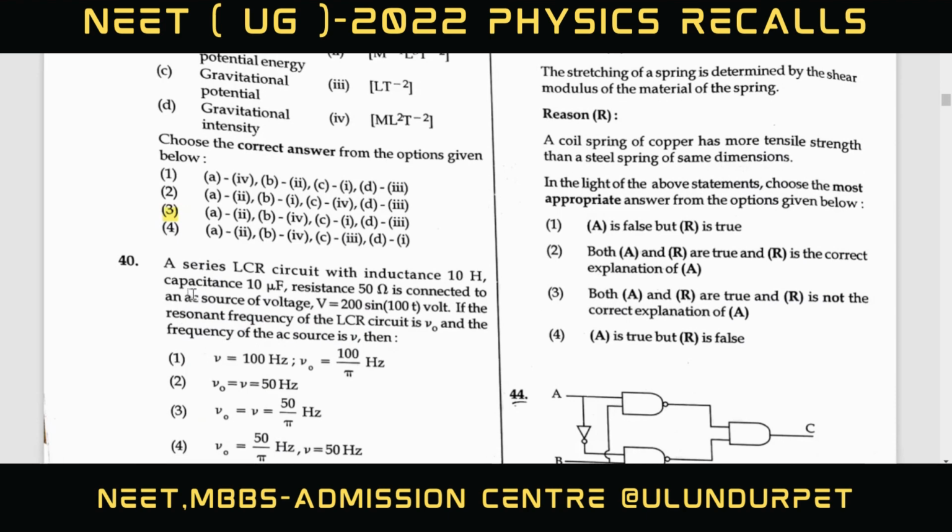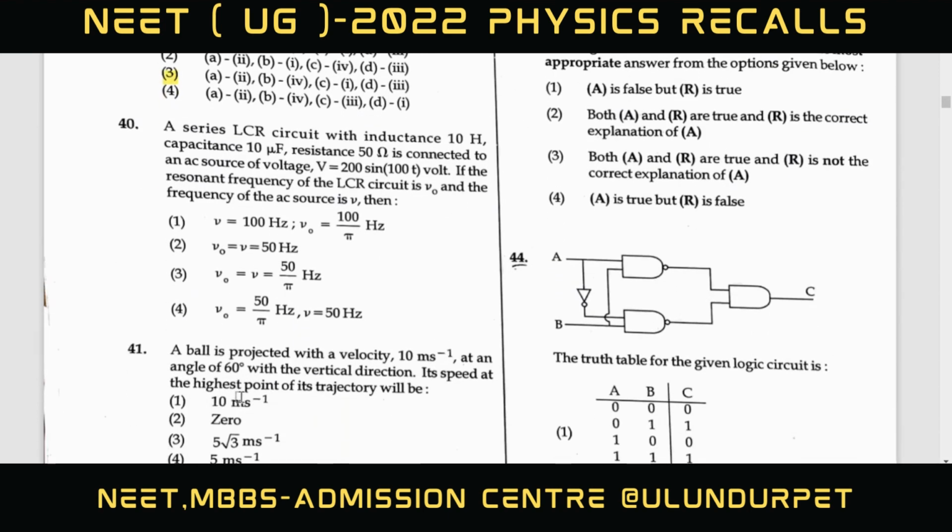40. A series LCR circuit with inductance 10 H, capacitance 10 μF, resistance 50 ohm is connected to an AC source of voltage V = 200 sin(ωt) volt. If the resonant frequency of the LCR circuit is ν0 and the frequency of the AC source is ν, then? The answer is option 3.